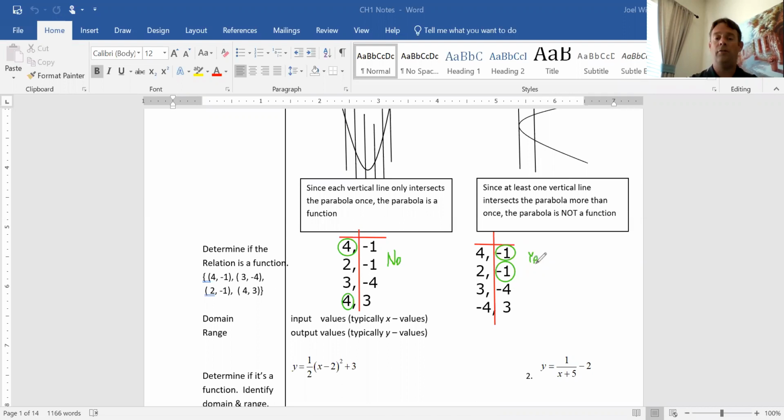Later on in a few lessons, we're going to learn about inverse functions. That's when we care about the y values. But for just a regular function, all we care about is the x values. X's can't repeat. Y's can repeat.